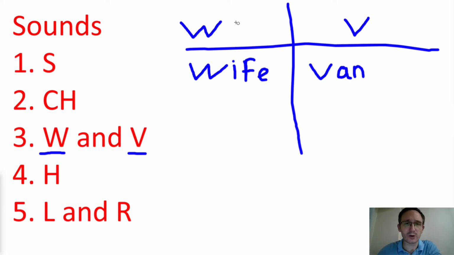So the W sound is like "wa, wa," and V is like this. You bite your lip. Van. You want to make like a bumblebee. Van. And again, wife. Van.